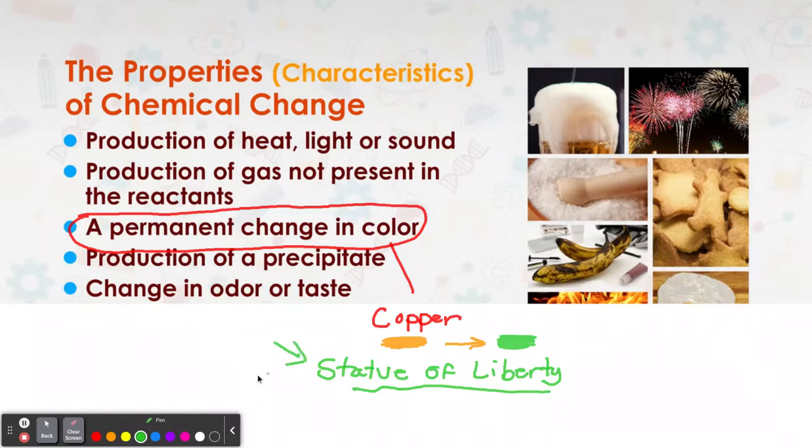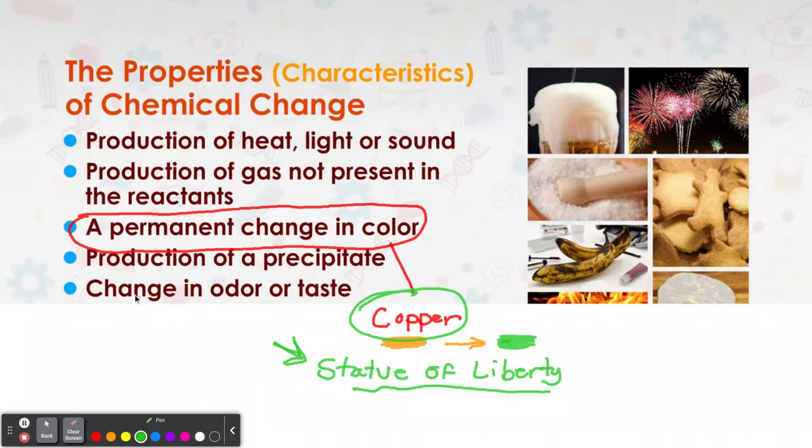So the Statue of Liberty that the French gave us in pieces, it was originally a copper color, and eventually over time it just turned green. So that's an example right there, permanent change of color. And by the way, the Statue of Liberty took about 30 years to turn green. Some people may say 25 years.